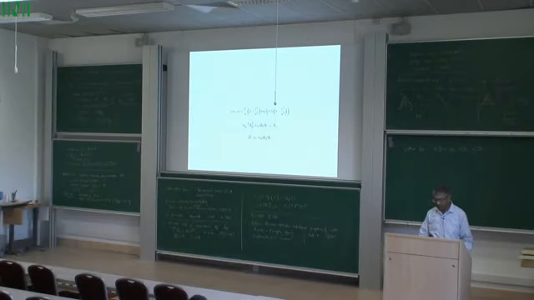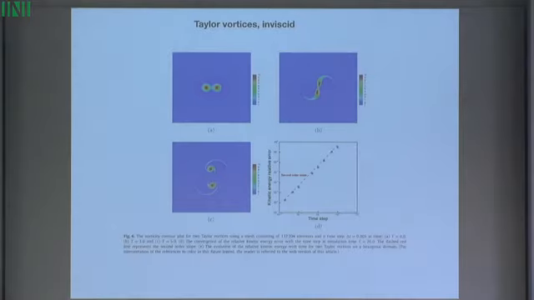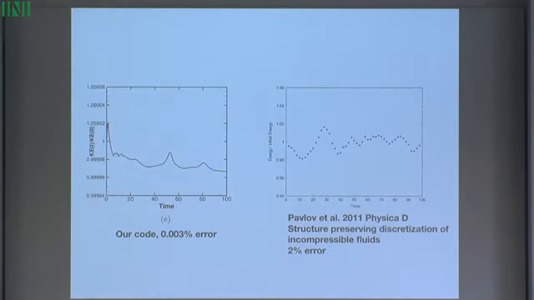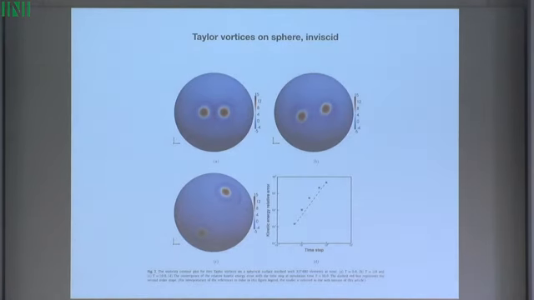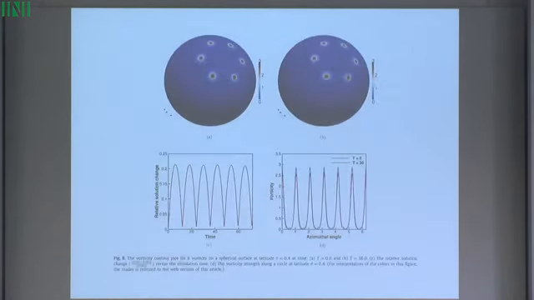So anyway, just quickly flip through. I just want to show you one thing. For that computation on the previous slide, this is a comparison with the structure-preserving discretization paper of Pavlov et al., who get 2% error on the same mesh, and we have 0.003% error. We did this because the reviewer said, but what about that? And these are things on a sphere. There's a vortex on the other side, and it's supposed to just rotate, and it does.